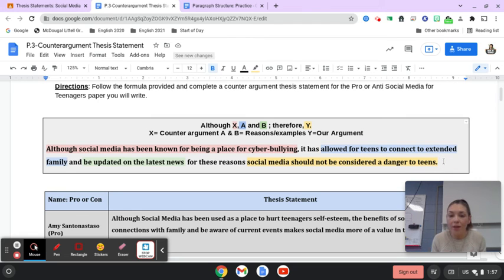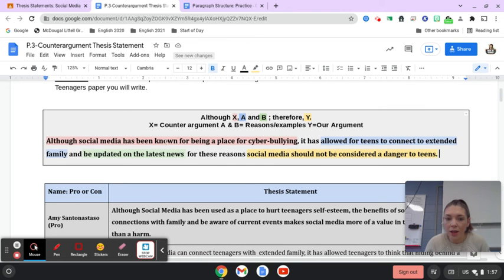Now, if you were the opposite side, your last sentence would probably sound something similar, but it would be social media should be considered a danger to teens. So depending on which side of the argument you were on, that last sentence is going to be very similar to everyone else in class, but it's going to be on one side or the other. All right, so altogether, although social media has been known for being a place for cyberbullying, it has also allowed for teens to connect to extended family, be up to date on the latest news, and for these reasons, social media should not be considered a danger to teens.